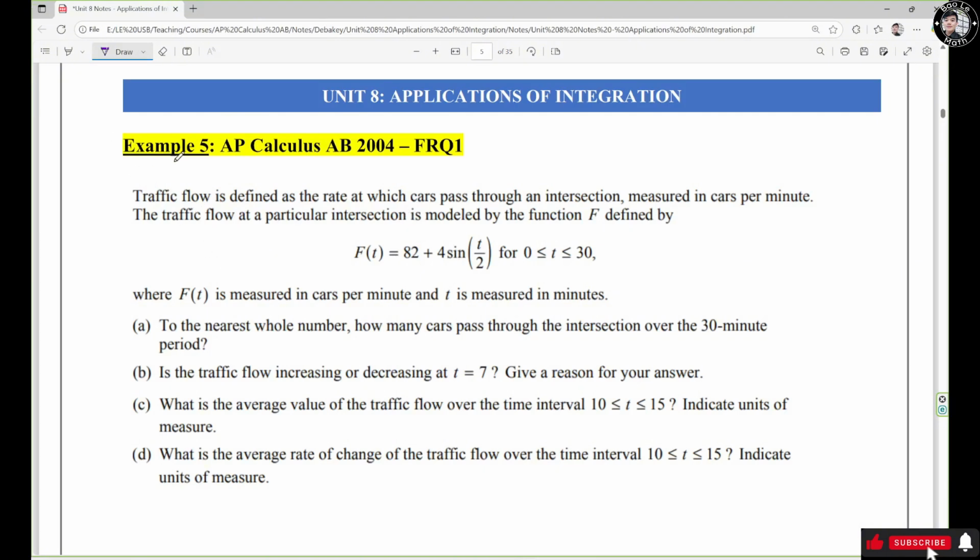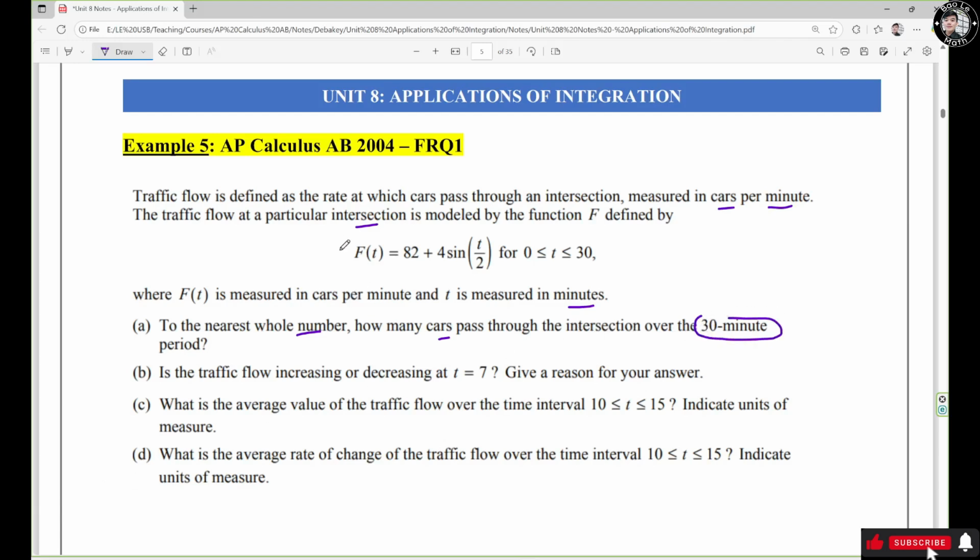Now let's move on to example number 5. AB Calculus AB 2004 free response question 1. Alright. Traffic flow is defined as the rate at which cars pass through an intersection, measured in cars per minute. The traffic flow at a particular intersection is modeled by the function f below, where f is measured in cars per minute and t is measured in minutes. Alright. Question A. To the nearest whole number, how many cars pass through the intersection over a 30 minute period?